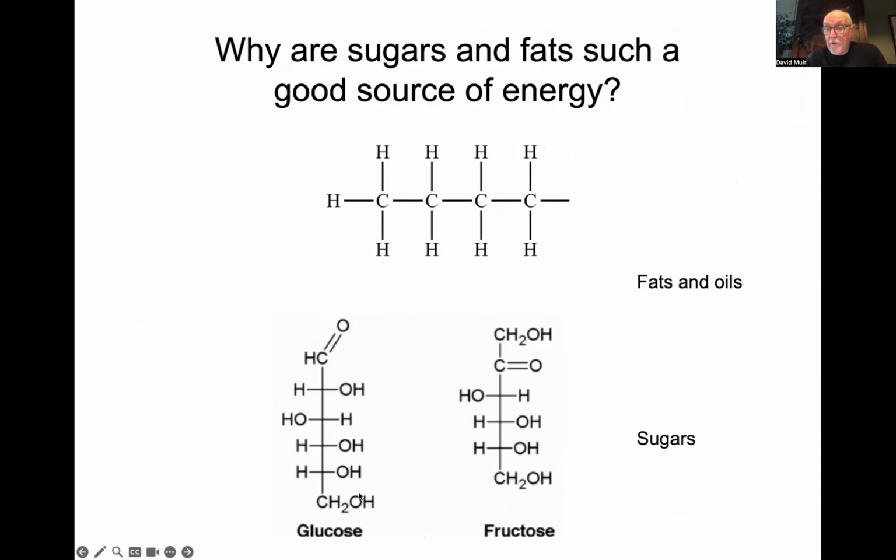These are very stable compounds, by the way. They don't spontaneously break down. So they form very good long-term storage of energy. But under the right circumstances, if we need energy, we can break down our fuels, either fats and oils, or the glucose and fructose and other sugars. And why? Because look at all of this.